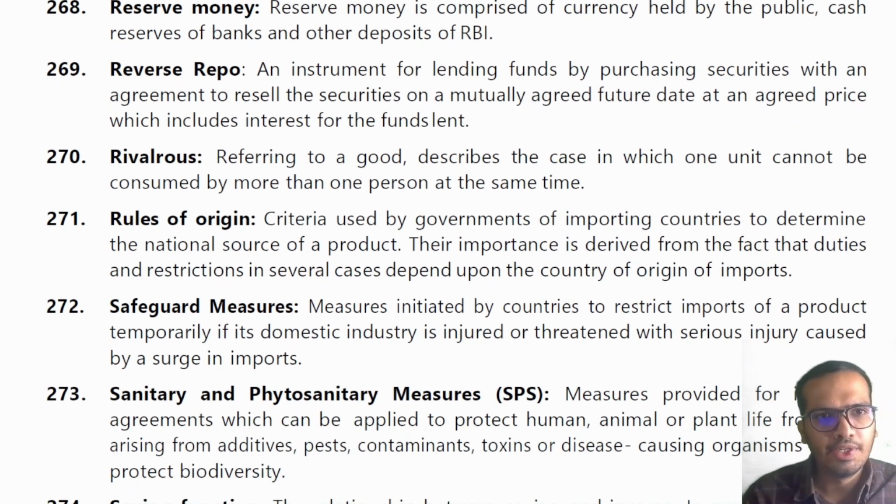Then we have number 270, rivalrous. So it is referring to a good; it describes the case in which one unit cannot be consumed by more than one person at the same time.